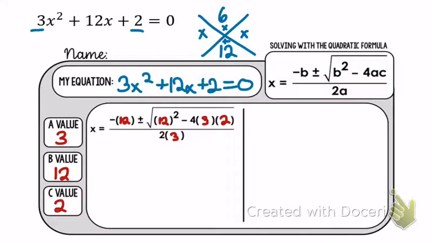Okay, now let's clean this up and figure out what the radical is. So literally plug in your calculator with the parentheses. Do not put the square root in there. 12 squared in parentheses minus 4 times 3 times 2. Enter. We end up with 120.